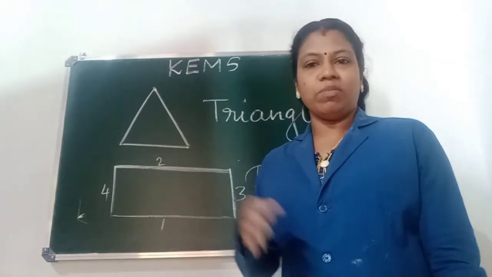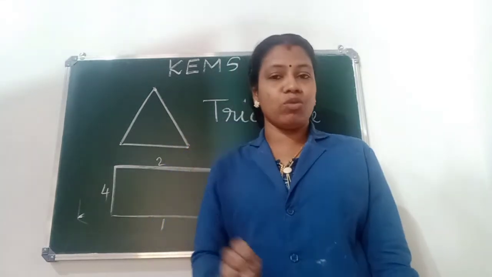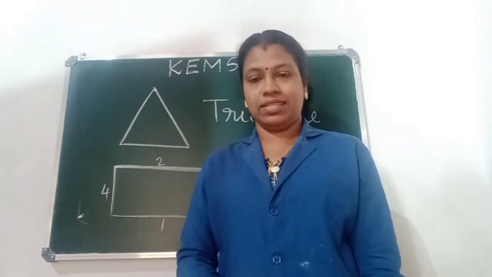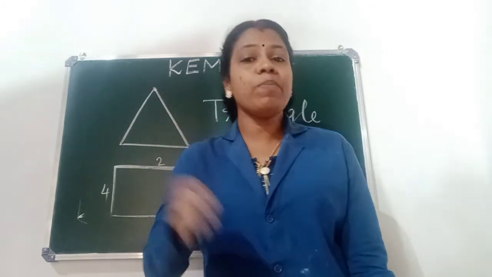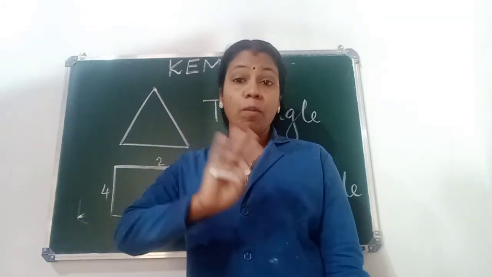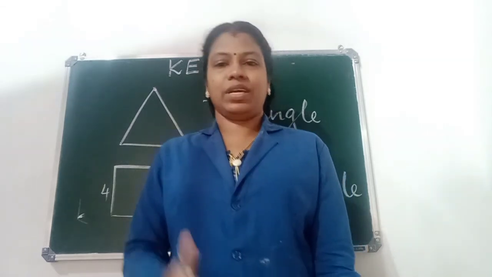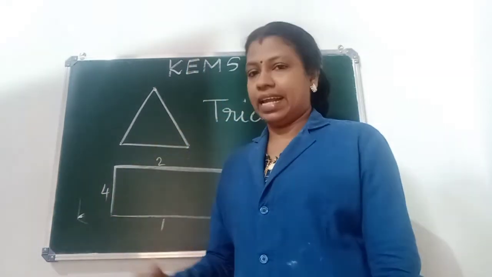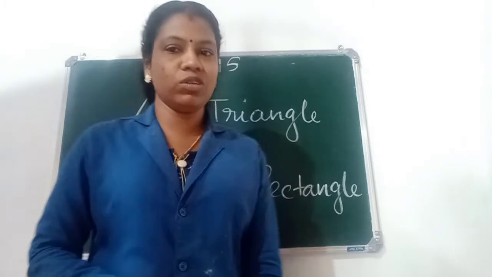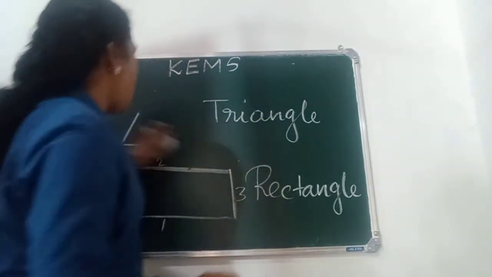So that is one more property of a rectangle. A rectangle has four sides and four corners, and opposite sides of a rectangle are equal in length. Clear? That's the second figure, rectangle. Now what about the next plane figure? Yes, it is a square.